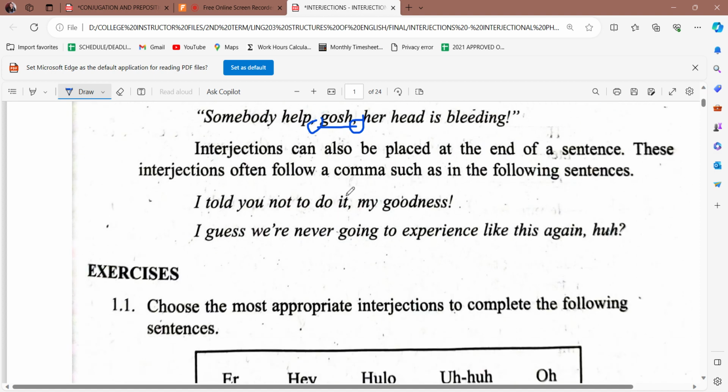So interjections can also be placed at the end of a sentence. These interjections often follow a comma, such as in the following sentences. I told you not to do it, my goodness. Okay, so this is an example of interjection. I guess we're never going to experience this again, huh? So it is at the end of the sentence and it is preceded by a comma before the interjection.